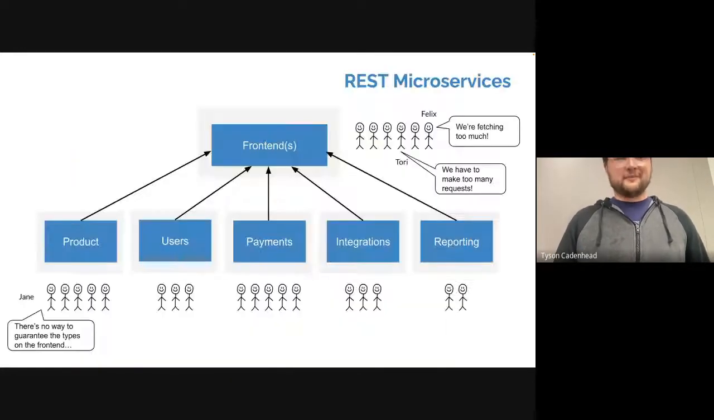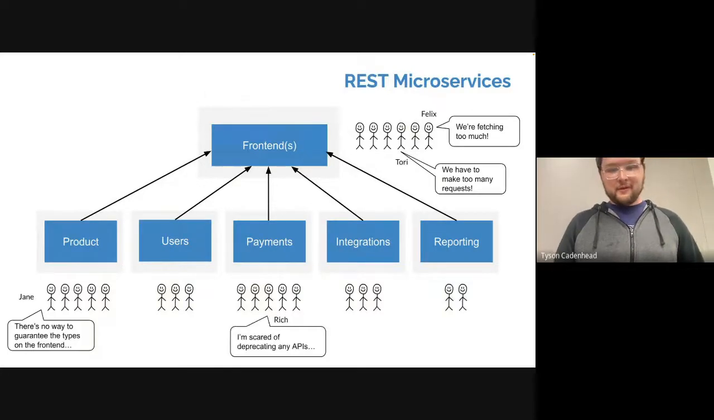So what they wanted to do is break things up and have types so that they could actually know on the front end that they're getting the data that they're expecting to get, in the shape they're expecting.